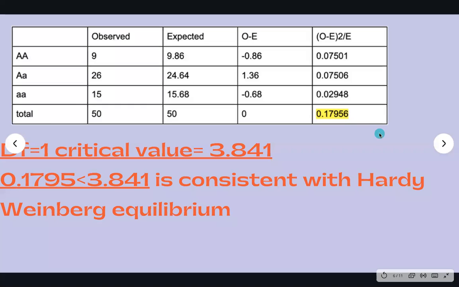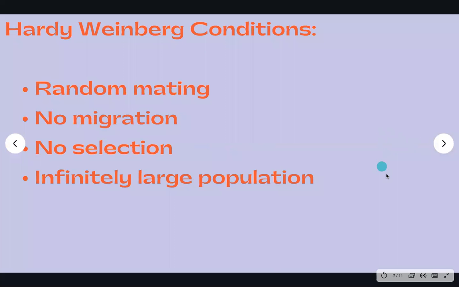According to those calculations, this population is consistent with Hardy Weinberg equilibrium given the chi-square value, and as long as the following conditions are met, allele and genotype frequencies will not change, hence why it is called Hardy Weinberg equilibrium. It stabilizes or reaches equilibrium.